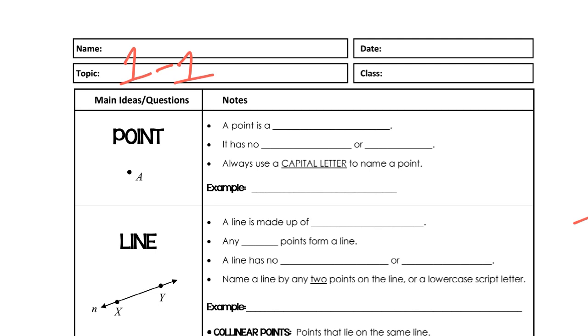Hey guys, today we're going to cover topic 1.1, which talks about points, lines, and planes. All right, first we're going to talk about a point. A point is a location. It has no shape or size. And it's important that you understand to always use a capital letter to name a point. So for example, this point is called point A.